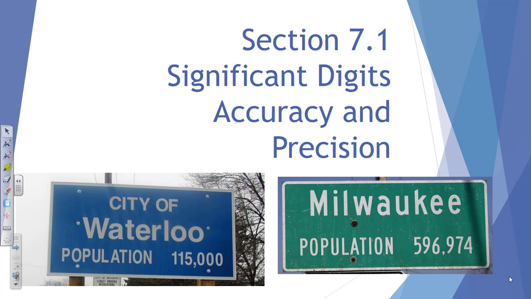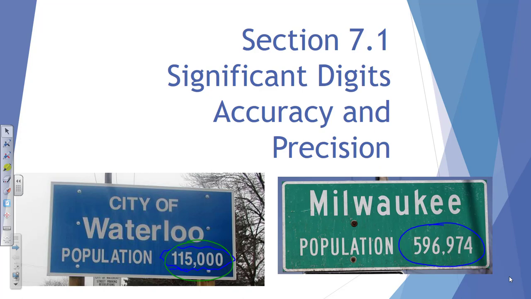The one on the right, the population of Milwaukee, 596,974. What's the difference between the way that those two populations are reported? Well, you'd probably conclude the same thing I did, and although we don't know for sure, we would probably assume that Waterloo's population of 115,000 has probably been rounded off, whereas Milwaukee's population of 596,974 probably was not rounded. That's probably actually the number they got when they did their most recent census.